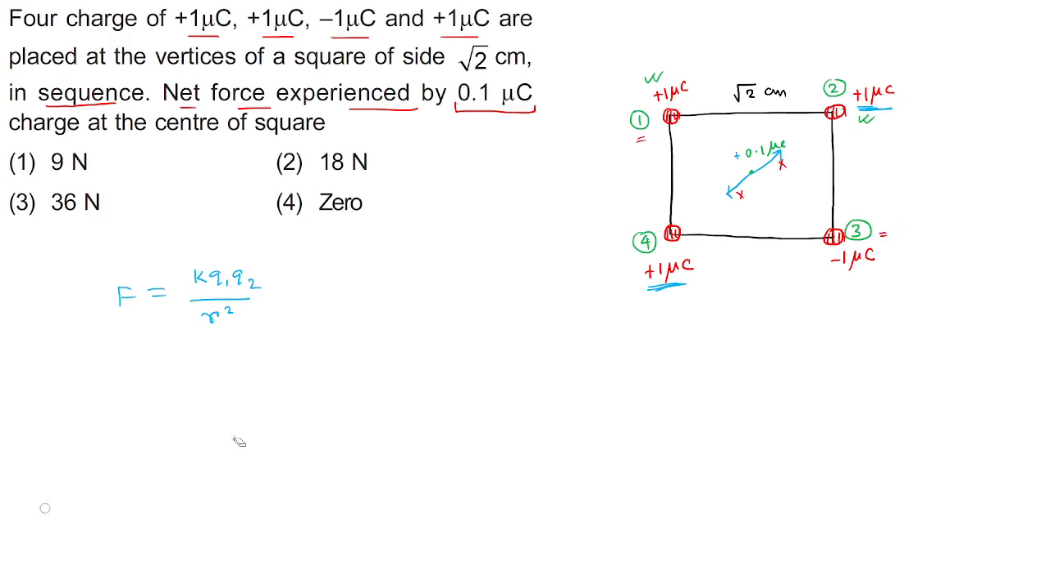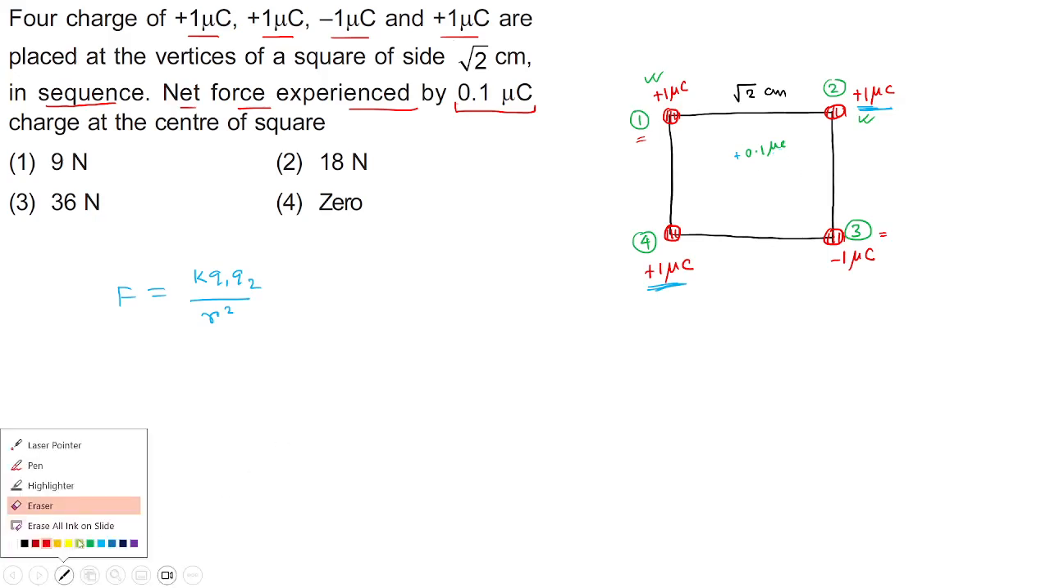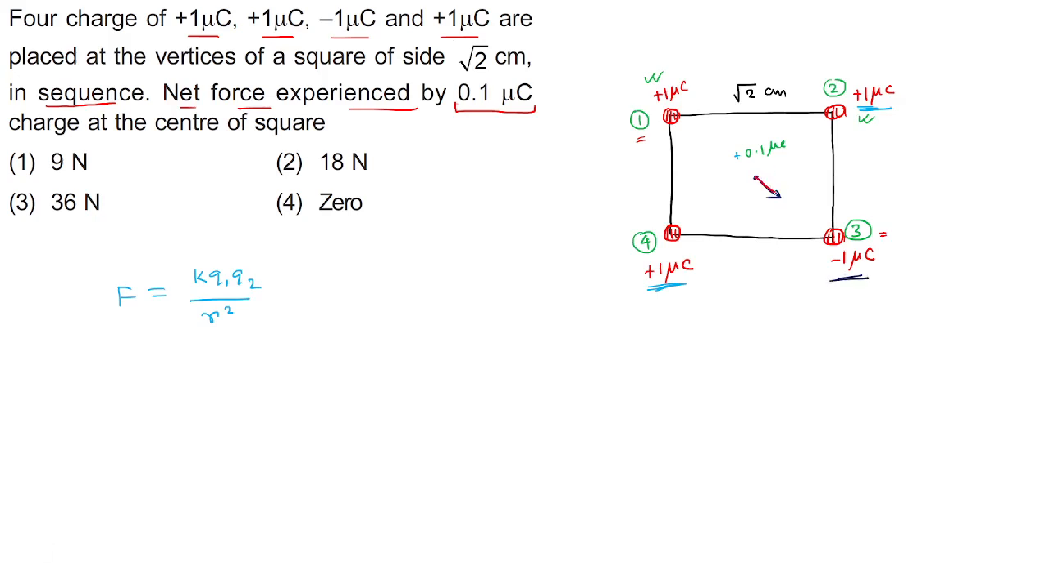So we erase these things to get a clear page. Here we have the 0.1 microcoulomb point charge. Plus 1 microcoulomb, that is charge 1, will repel it in this direction, and the minus 1 microcoulomb charge will attract it in this direction. So the net force will be in this direction, and the magnitude will be F plus F, that is, F net will be 2F. What is F?